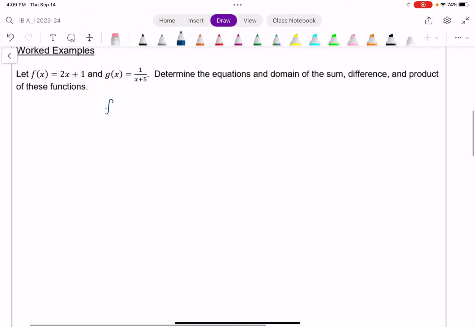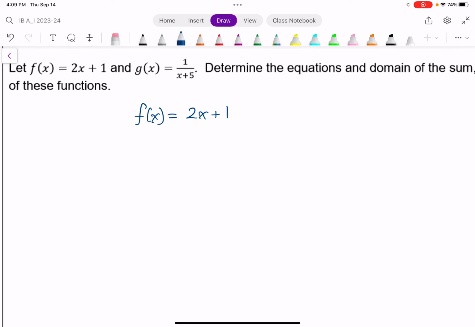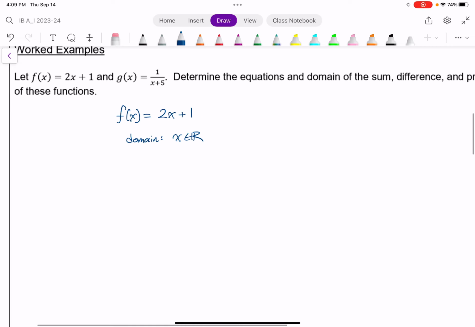If I look at f of x, that's 2x plus 1. That's a linear function. I hopefully don't need to graph this to know that x can be any number. The line goes on forever. And so the domain of this is all real numbers. There's many ways of writing it. I'll just say this: x belongs to all real numbers.